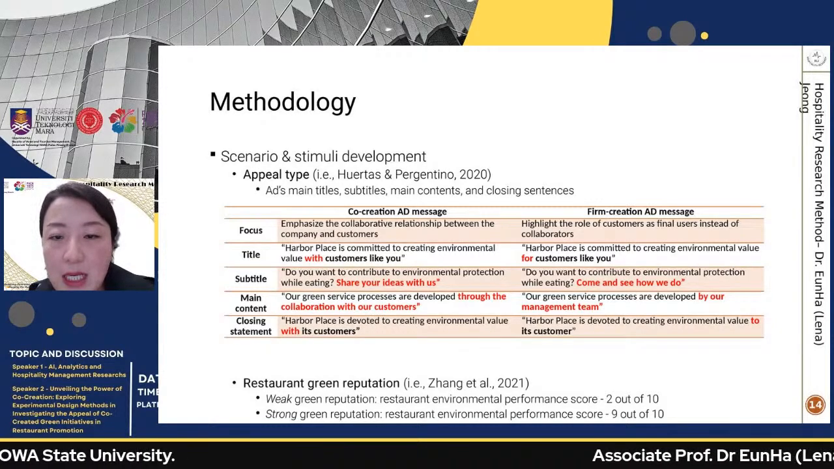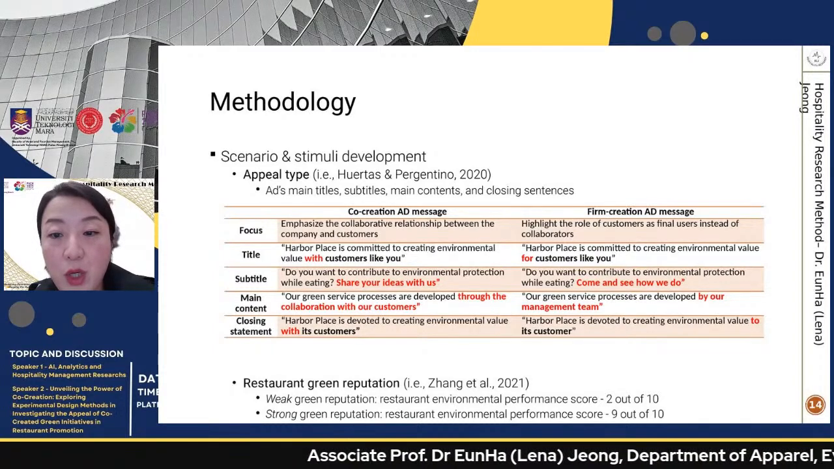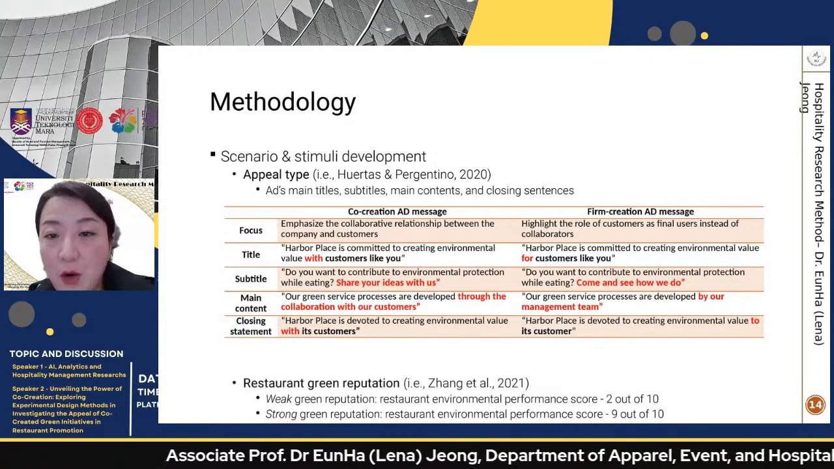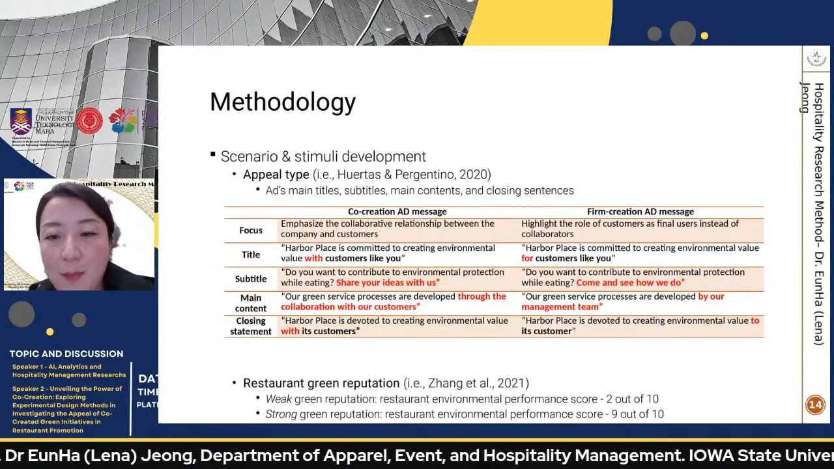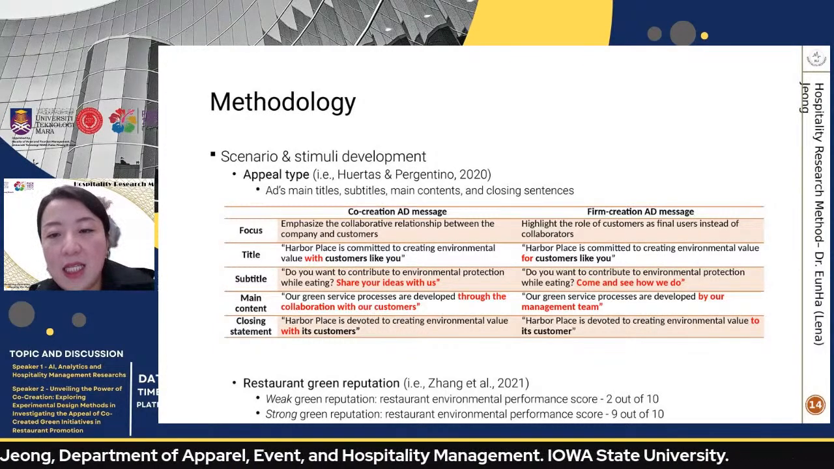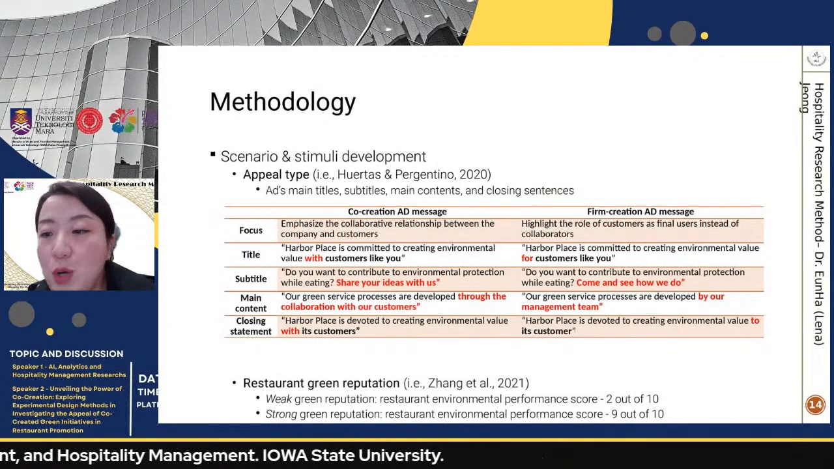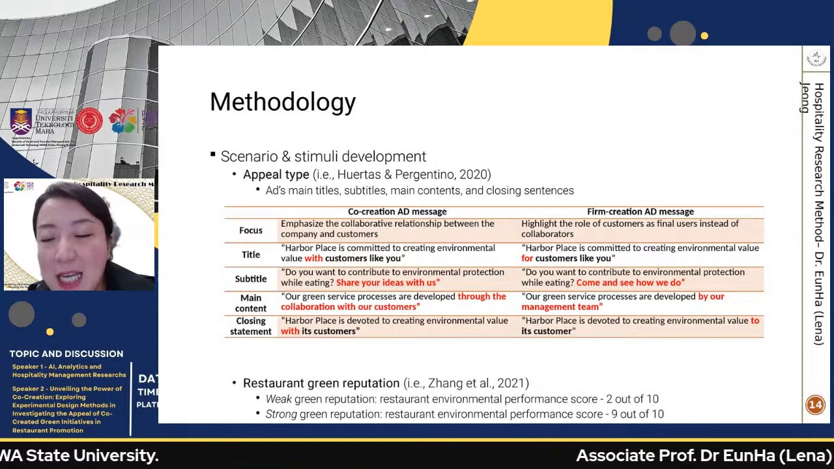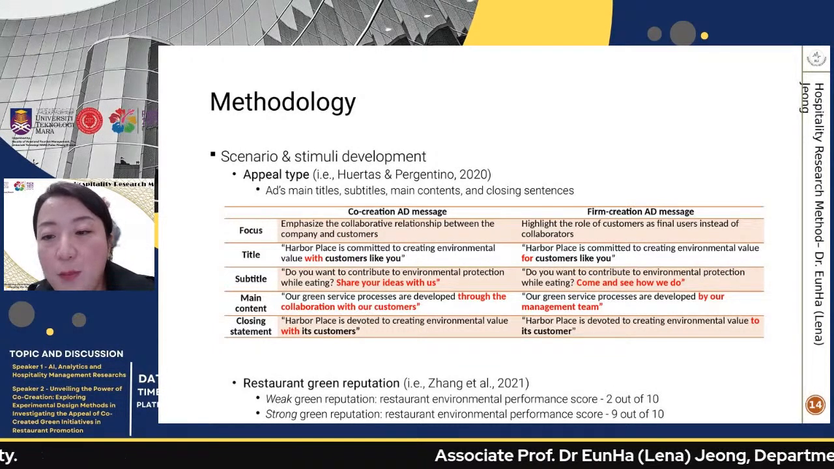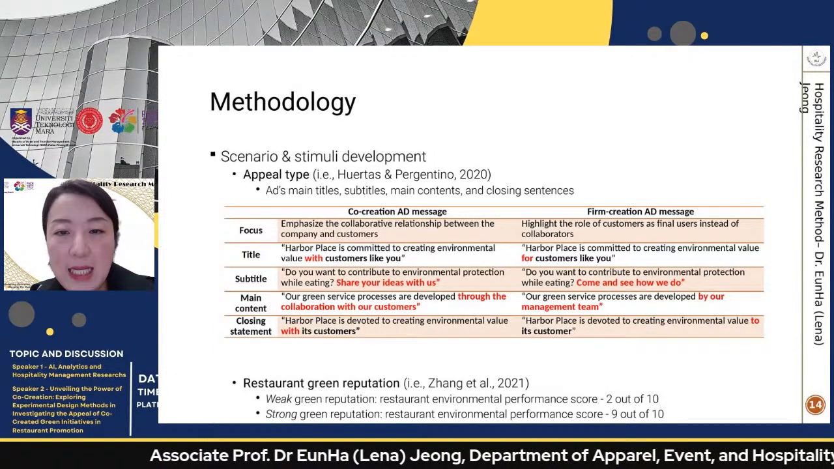And then the next one is the scenario. In order for us to manipulate the restaurant's green reputation, we used a very brief scenario. For the weak green reputation restaurant, we indicated that this restaurant has an environmental performance score of 2 out of 10. And for the strong green reputation restaurant, we indicated that this restaurant has an environmental performance score of 9 out of 10. Next slide, please.